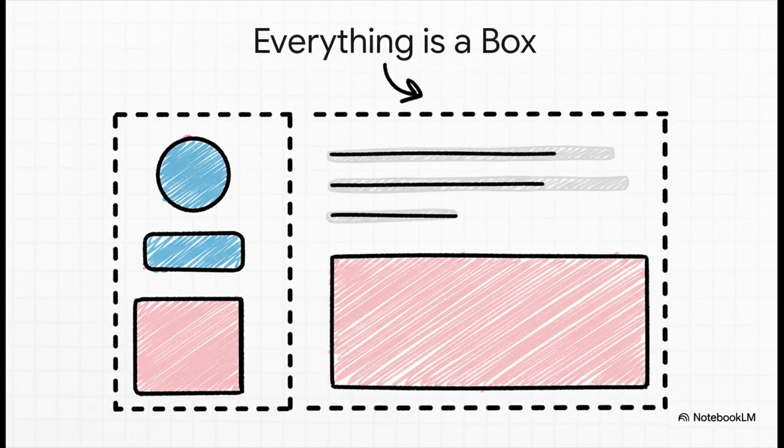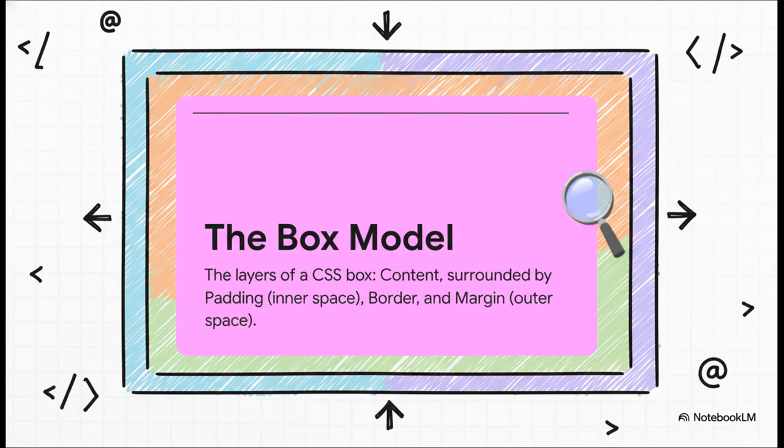But before we can actually arrange anything on the page, we have to understand the single most important concept in all of CSS layout, and it's this. Every single element on a web page is a rectangular box. That's it. Once you truly get that, layout becomes so much easier. And this breaks it down perfectly. Right in the middle, you've got your content. Wrapped around that is padding. Think of that as breathing room inside the box. Then you have the border, which is the frame itself, and finally, on the very outside, you have the margin.